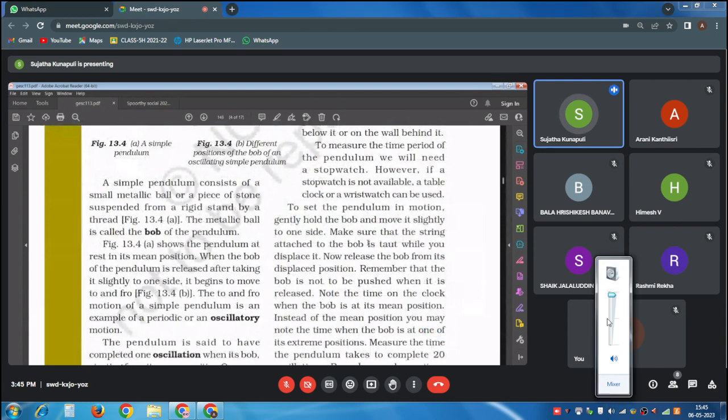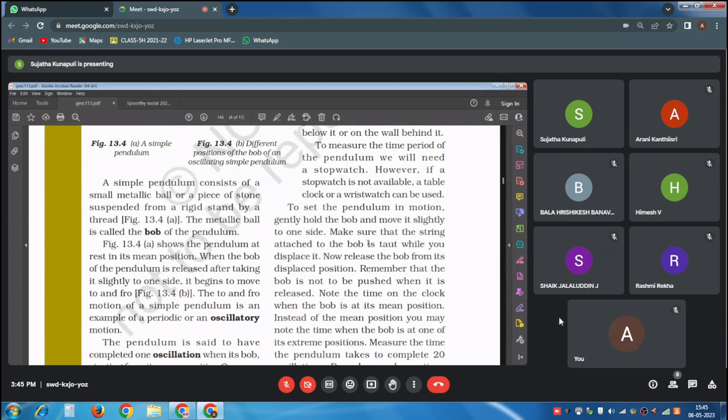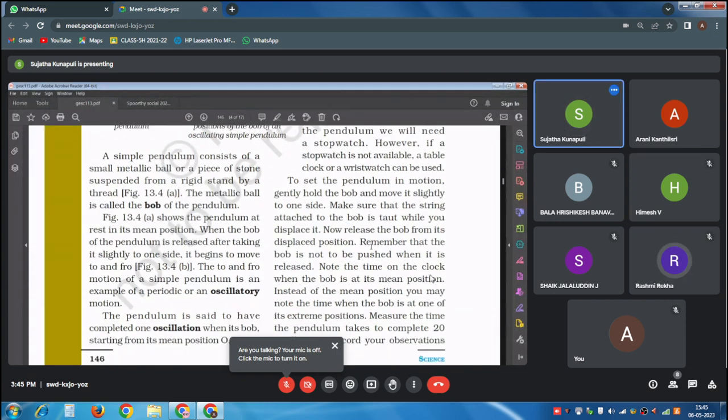Understood what he is telling? Yes, ma'am, I understood. Everyone understood? Abhishek, clear? Yes, ma'am. Understood, ma'am. Tejas, Vedesh, clear? Yes, ma'am.